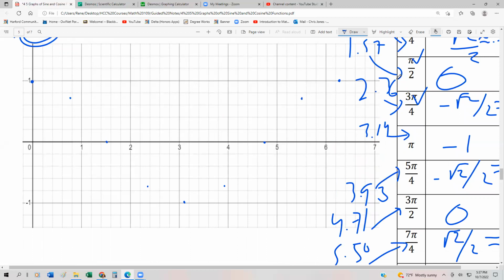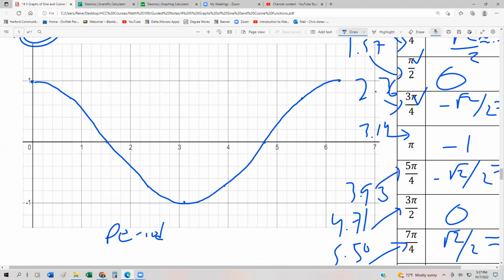Forgive me, I'm going to do my best to draw this. It goes down, and then it's going to go back up like this. So that's one period of the cosine function. And notice the period goes from 0 to 2 pi, so the period is 2 pi. The domain for this is actually going to be all real numbers.